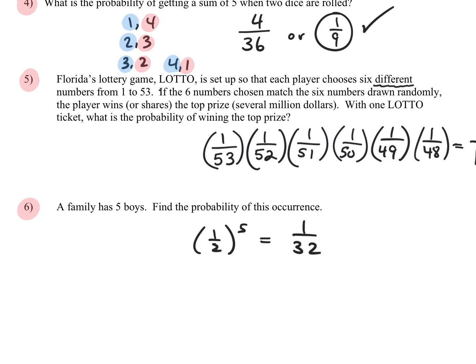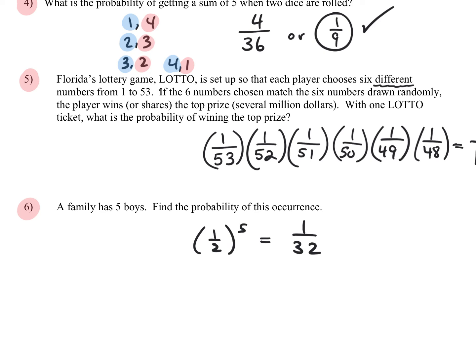In example 5, Florida's lottery game is set up so that each player chooses 6 different numbers, 1 to 53. If the 6 numbers match exactly, the top prize is won, and it's several $1 million. Yay. With 1 lotto ticket, what is the probability of winning the top prize?